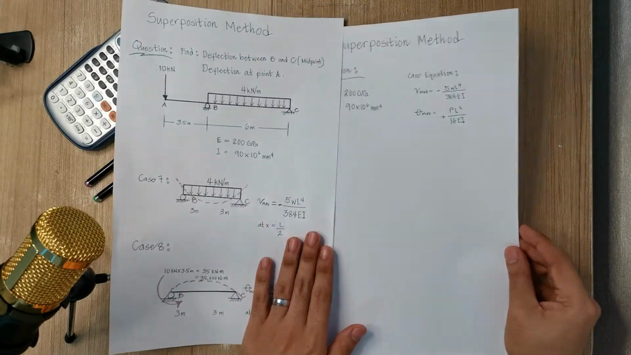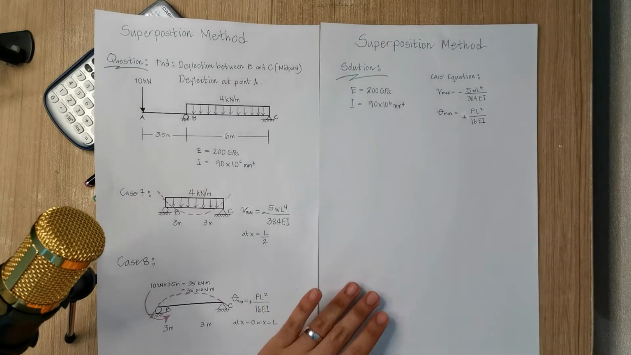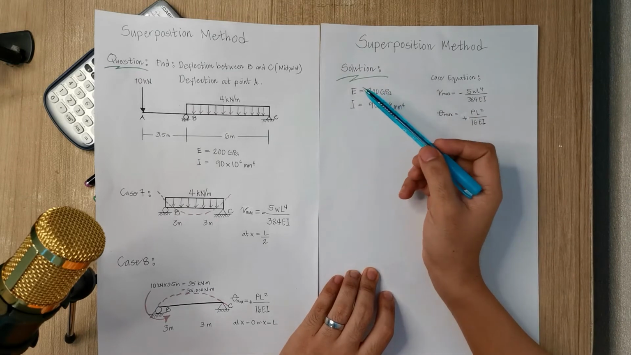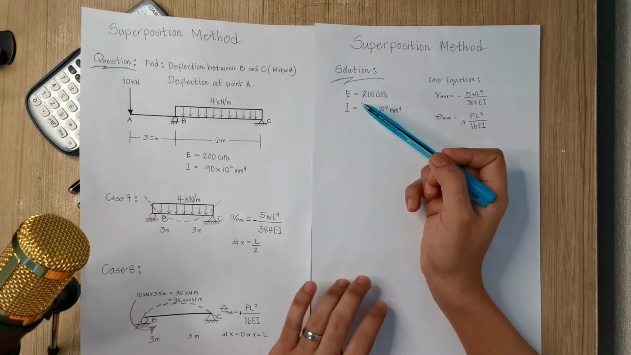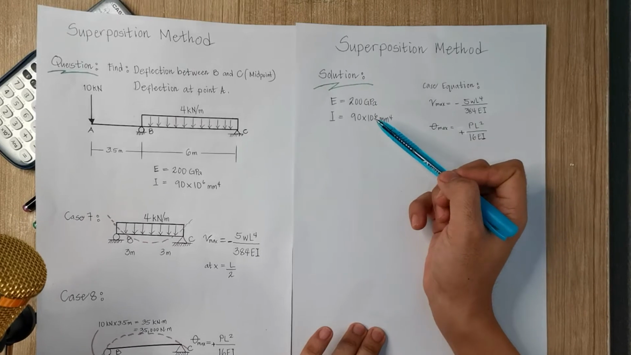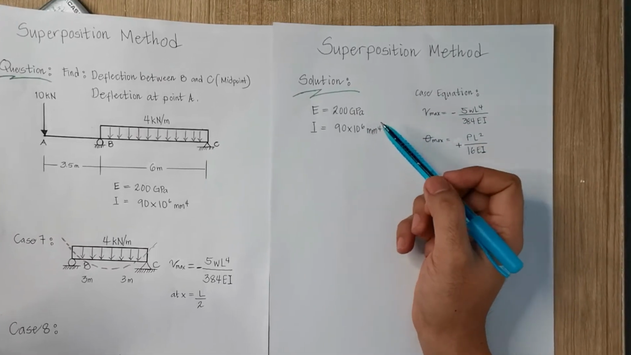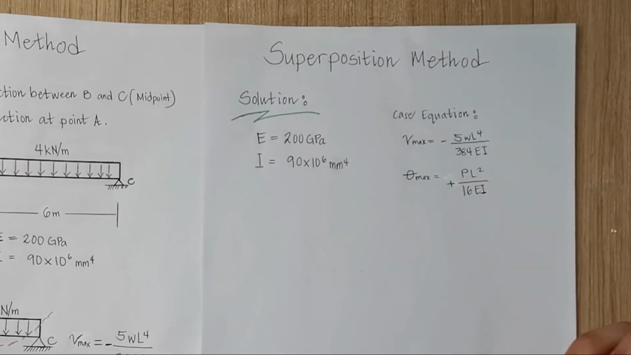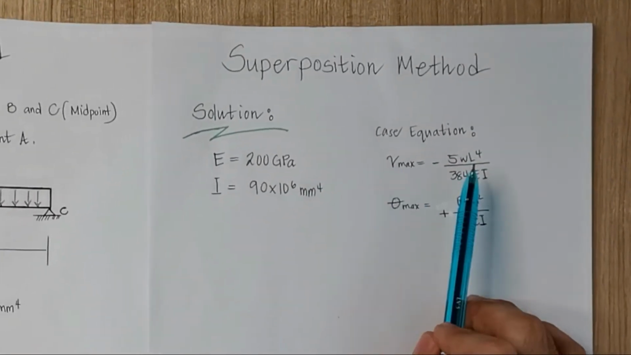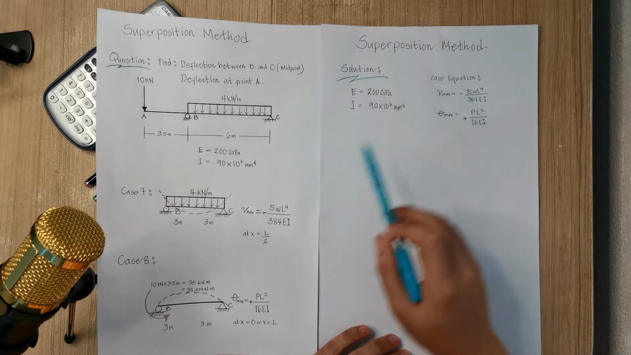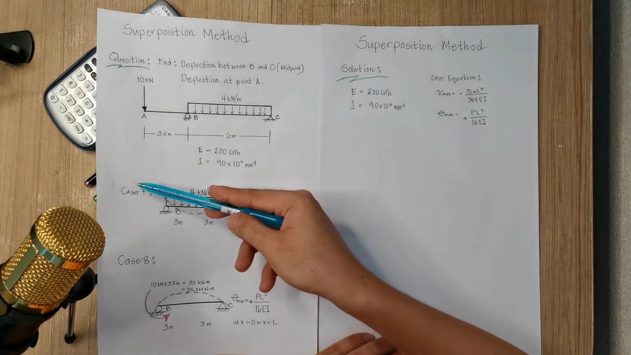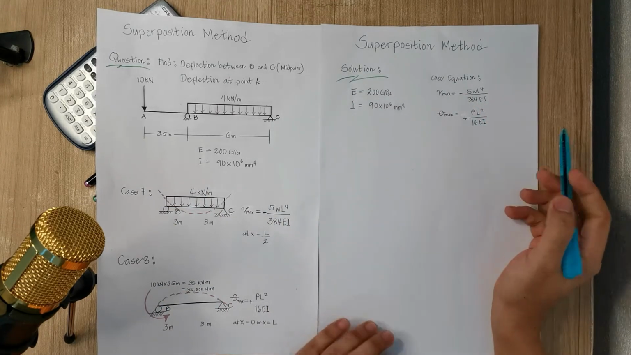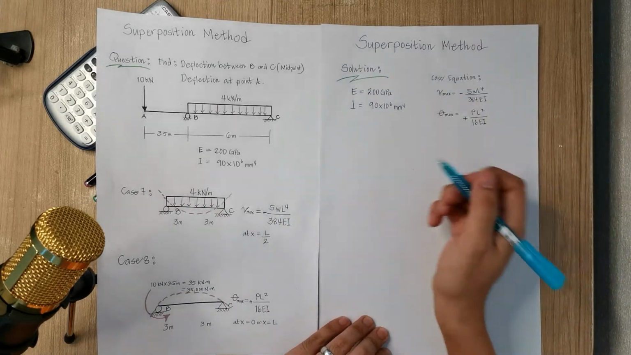So, I prefer here our given. As said earlier, na we have a moment of inertia which is 90 times 10 to the power of 6 and modulus of elasticity is 200 GPa. So we have here the case equation from the given table kanina. Here we have the case 7 and case 8. So i-move lang natin dito para medyo malinaw at makita natin kaagad. So now let's substitute the value.